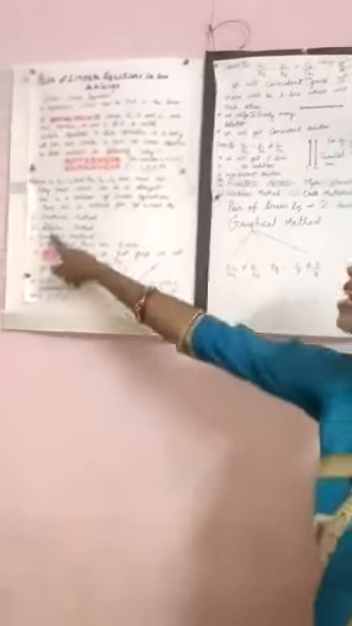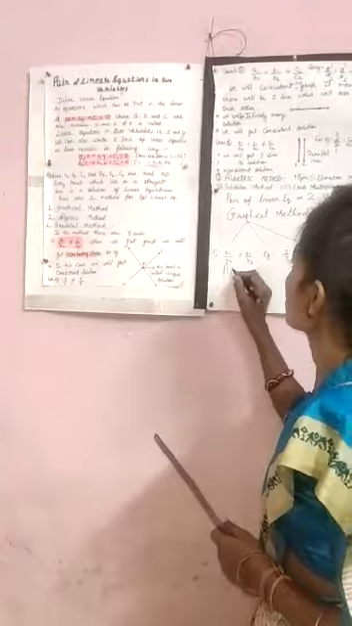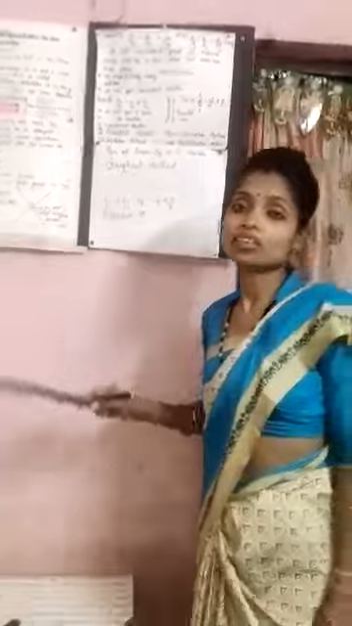Next is algebraic method. What is algebraic method? Algebraic method is of three types: elimination method, substitution method, and cross multiplication method. This algebraic method I am going to explain in my next video.